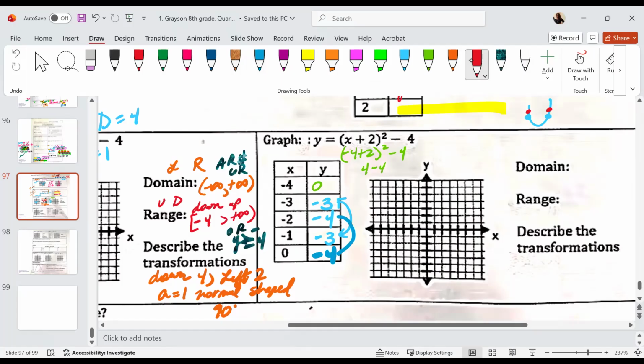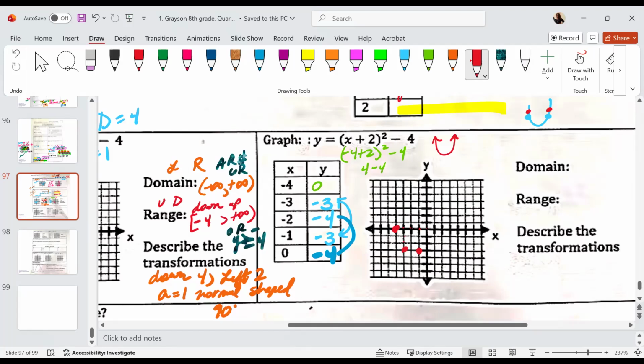So you have -4, 0. 1, 2, 3, 4, 0. -3, 1, 2, 3, 1, 2, 3. Well, I look at the shape and I know it's going to be a happy face, correct? Yes? Then -1, 3, 0, -4.